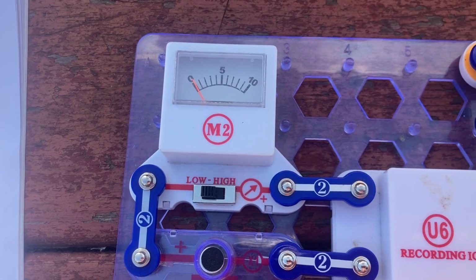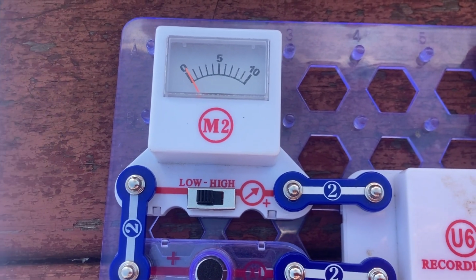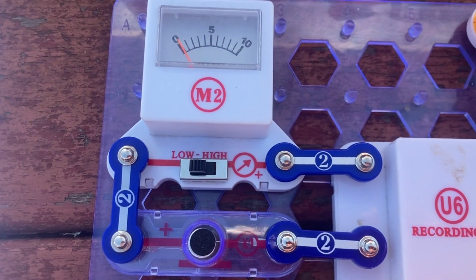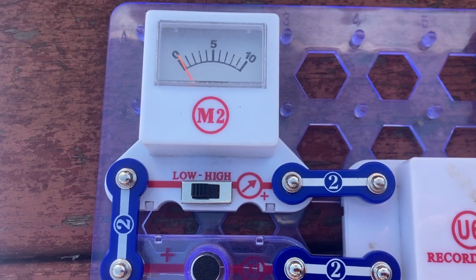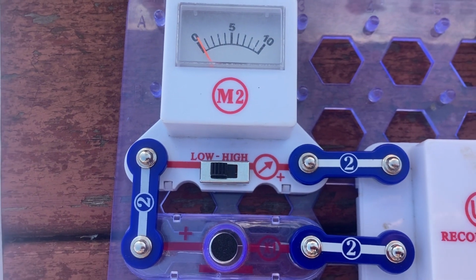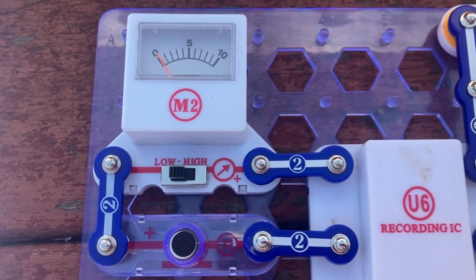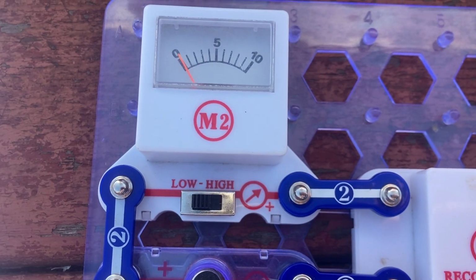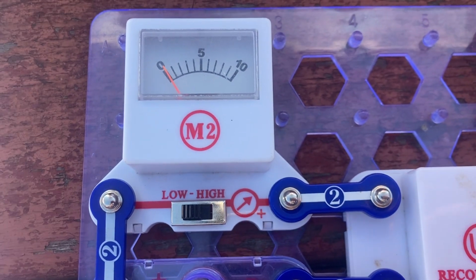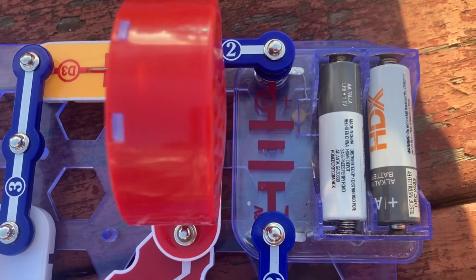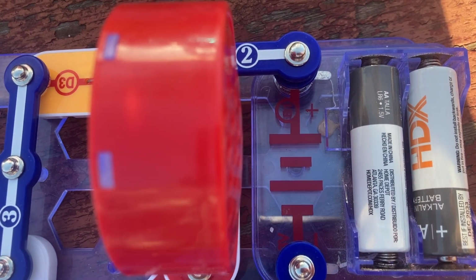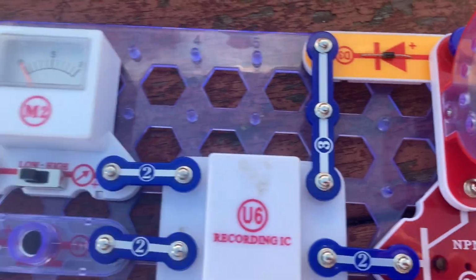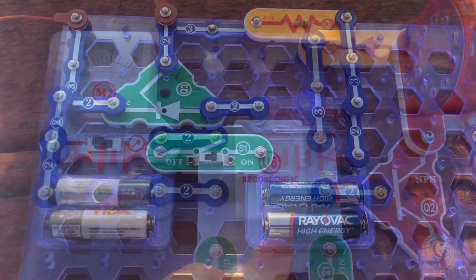This time the meter deflects considerably to the right because me blowing into the microphone creates more powerful air vibrations. And the louder you talk, the more the meter will deflect to the right. I am going to play back my blowing. And there you have it.